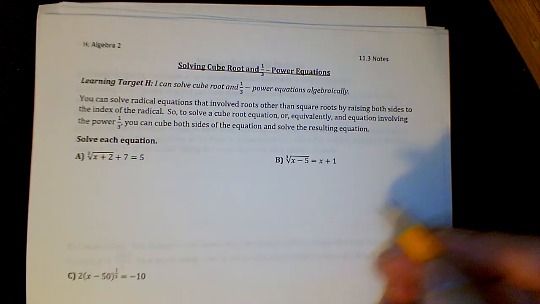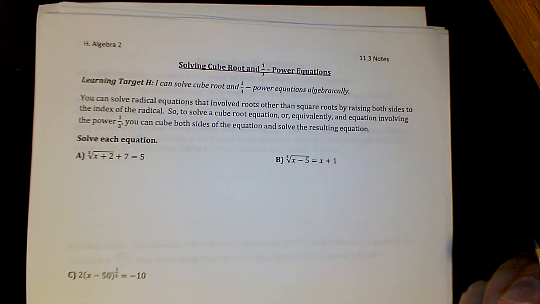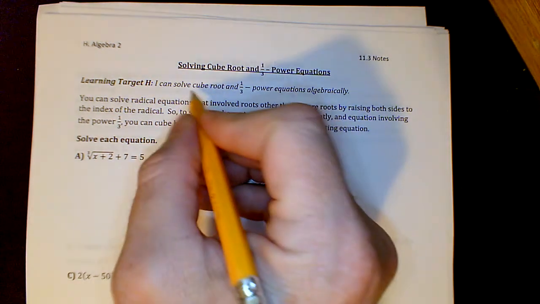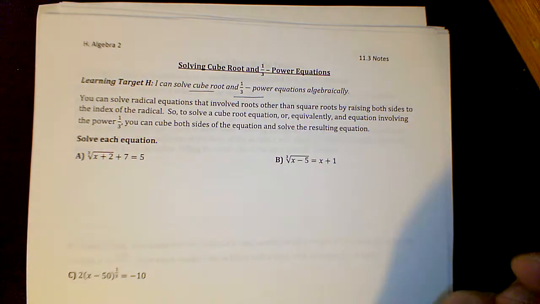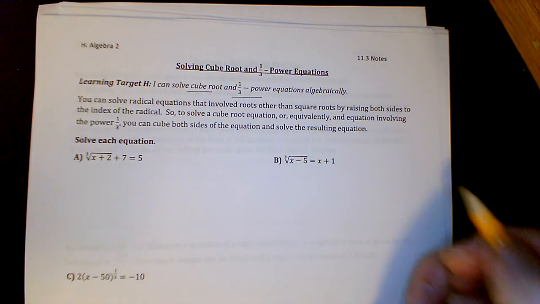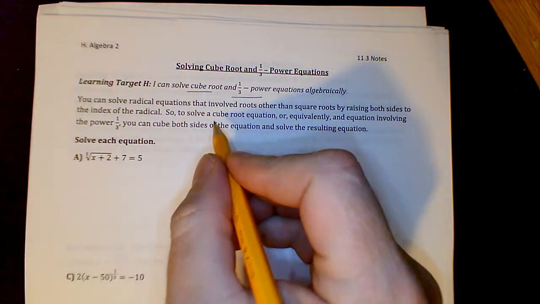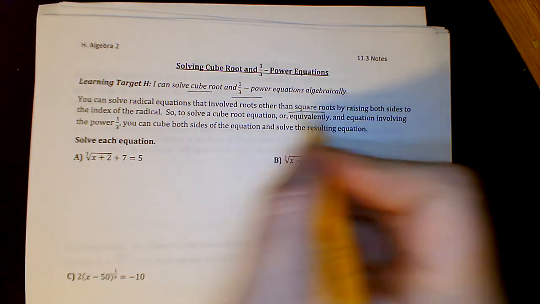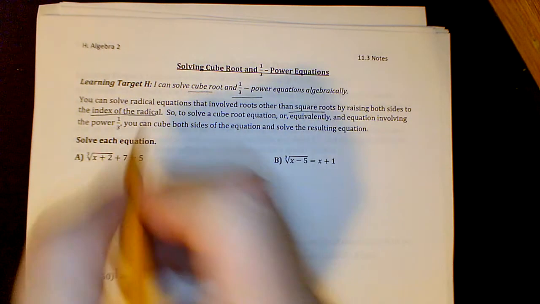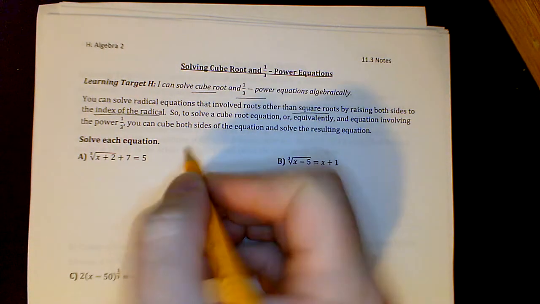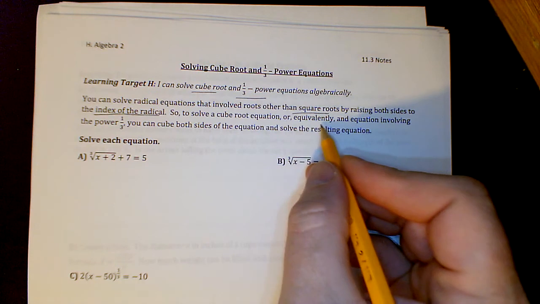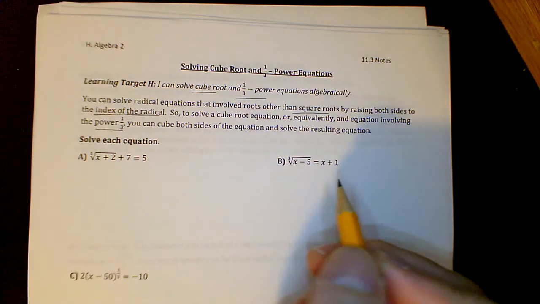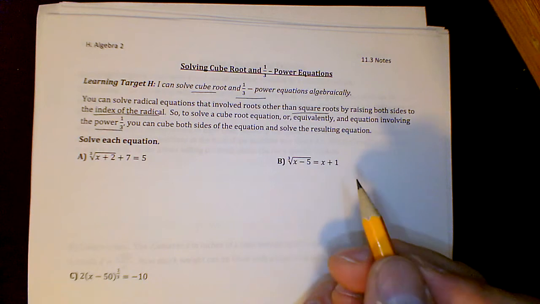Alright, 3 problems. Now we're not solving square roots, we're solving cube roots. And solve a cube root and a 1/3 power. Let's just remember those are the same thing. I can solve a radical function that involves roots other than square roots by raising both sides to the index of the radical as a power, right? So to solve a cube root, or equivalent, the equations having a power of 1/3, you can cube both sides. And really it's that easy.